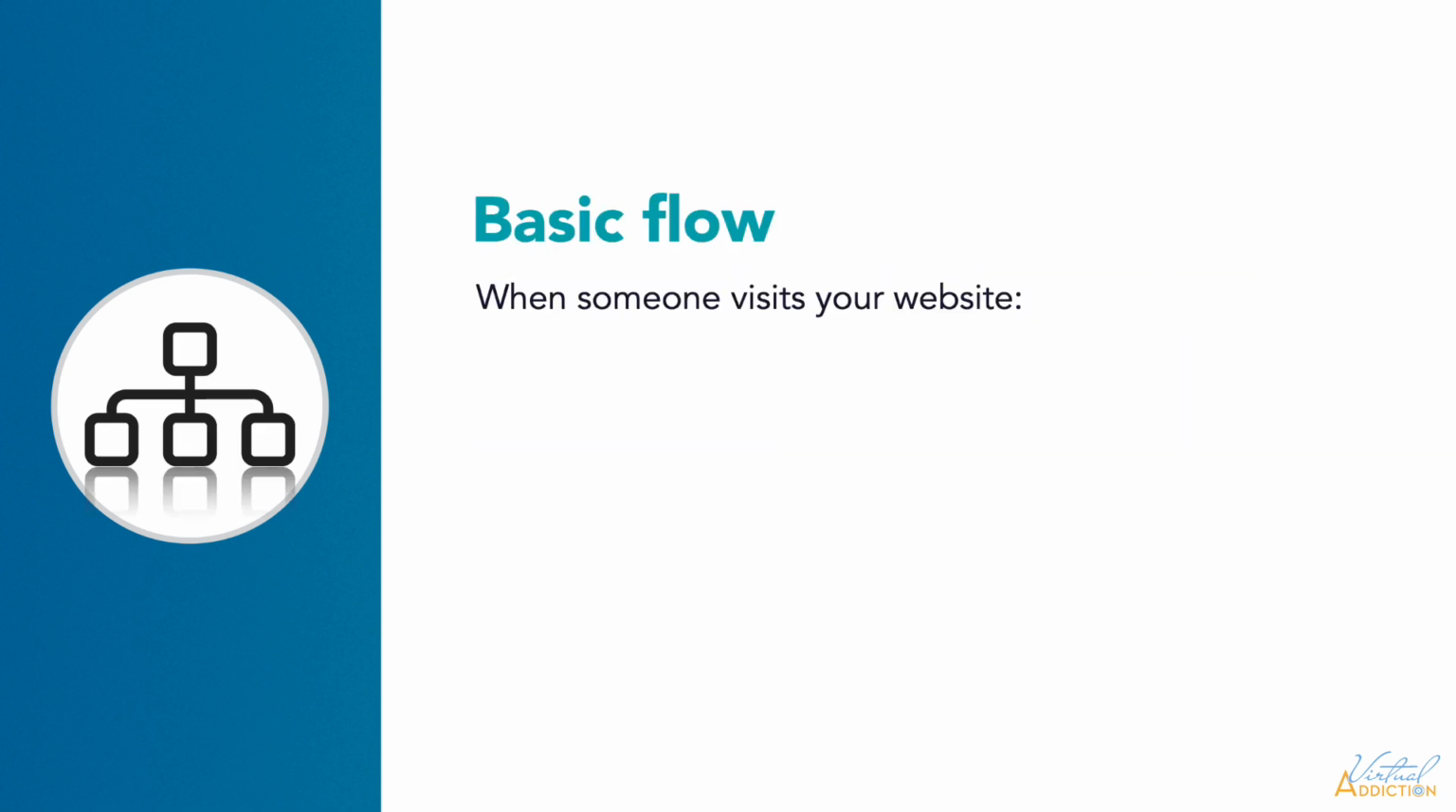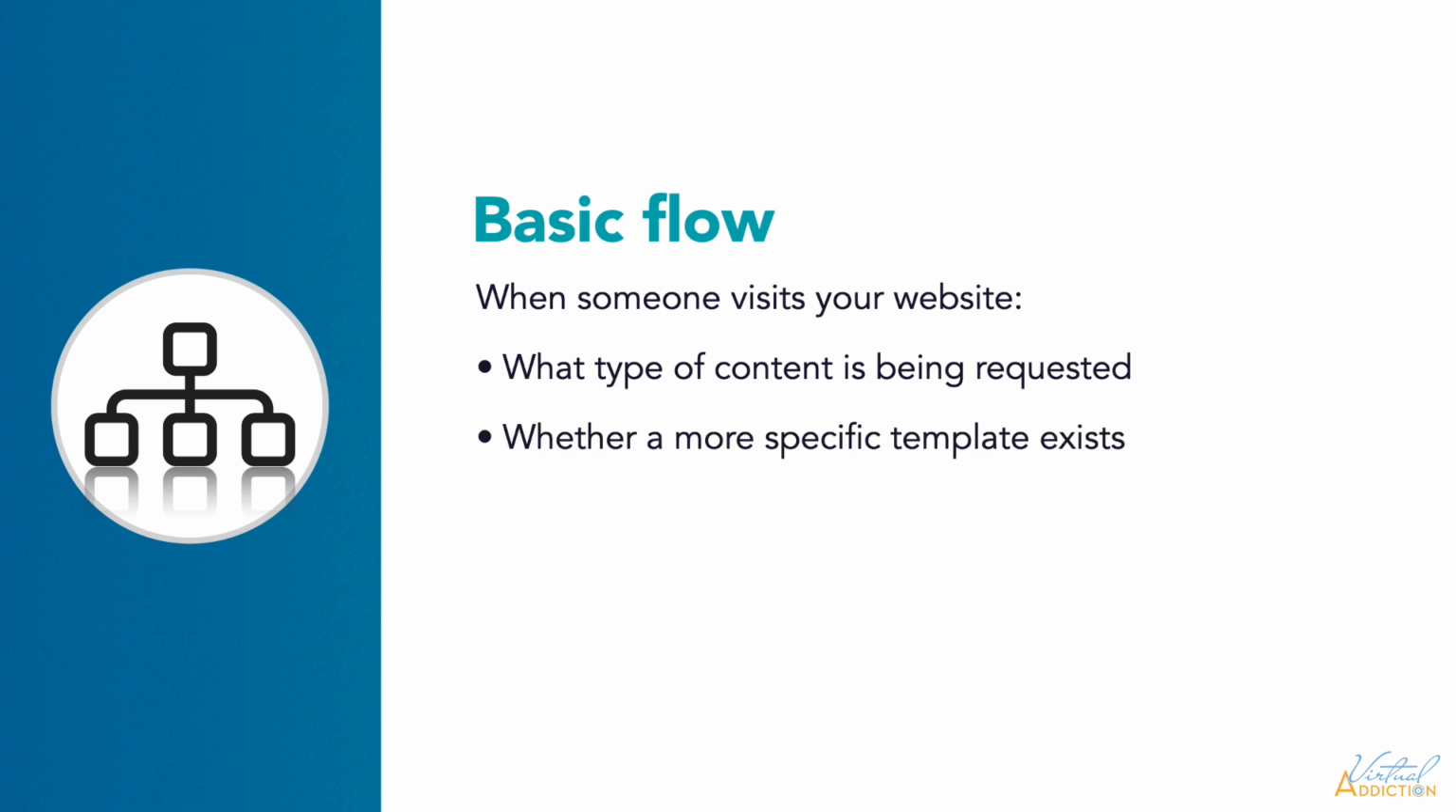The basic flow is that when someone visits your website, WordPress looks at what type of content is being requested. Is it a single post, an archive page, or a 404? Then it's going to check to see whether a more specific template exists. And if not, it will use more general templates as a fallback.